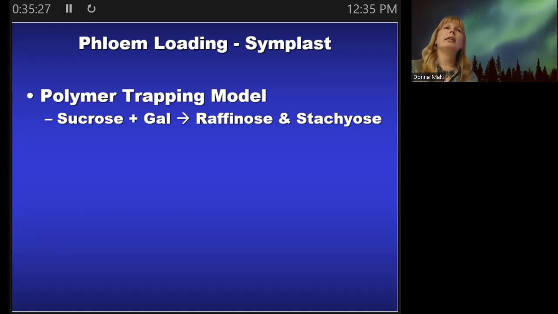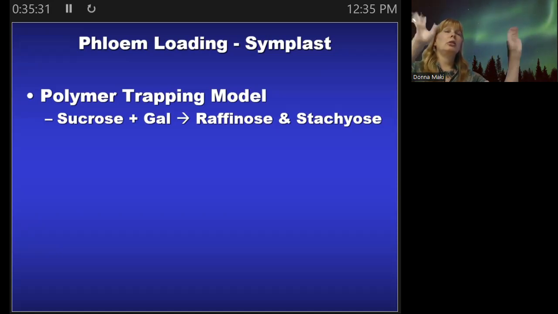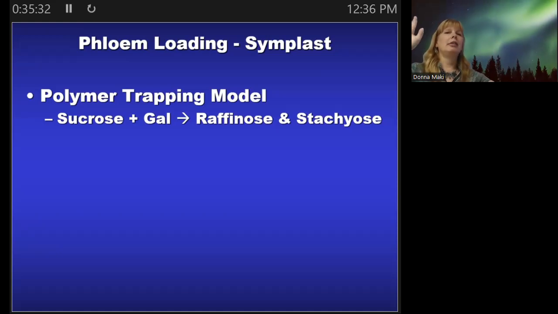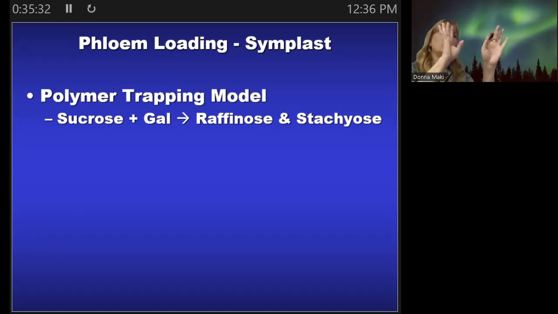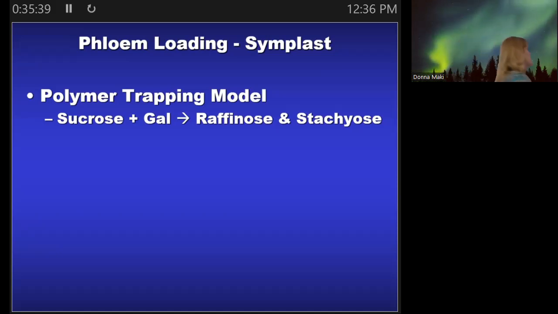Hey, what's sucrose again? It's a disaccharide. What are the two sugars? Glucose and fructose. Okay, so now they're saying, let's take that glucose and fructose, let's add galactose to it. That's going to make raffinose. Let's add another galactose to it. That will make stachyose. We had a slide that was going on and on about that earlier. Okay.